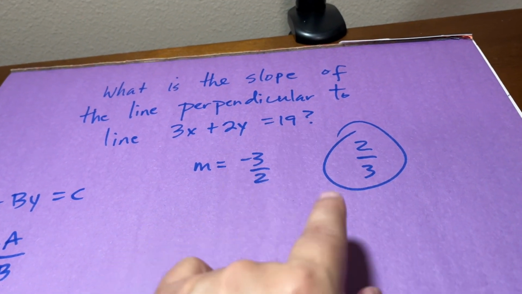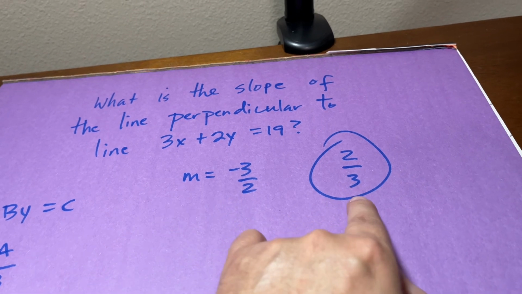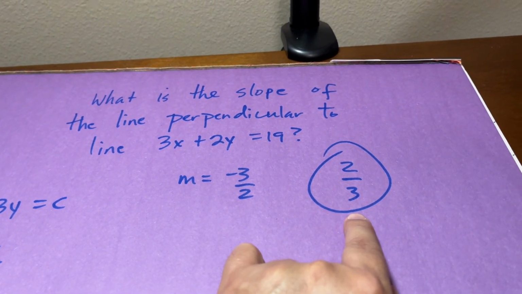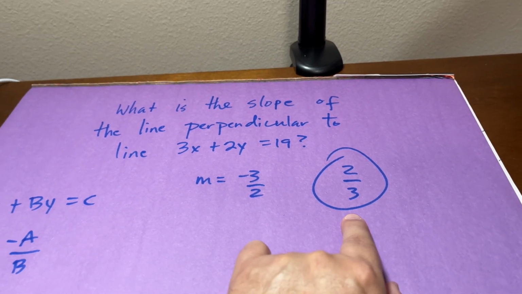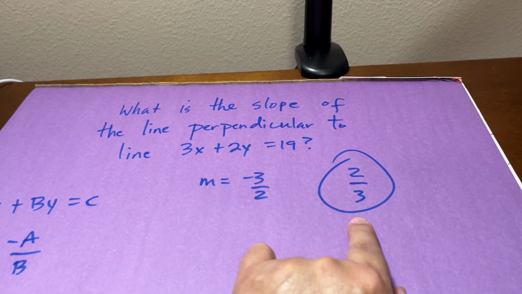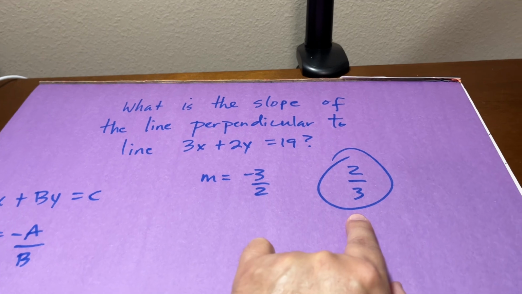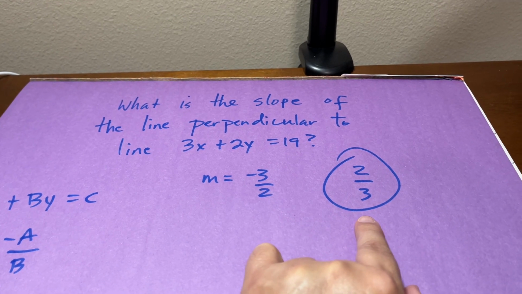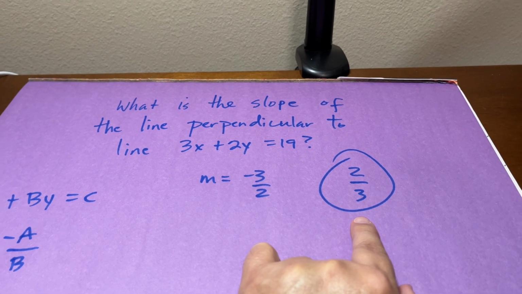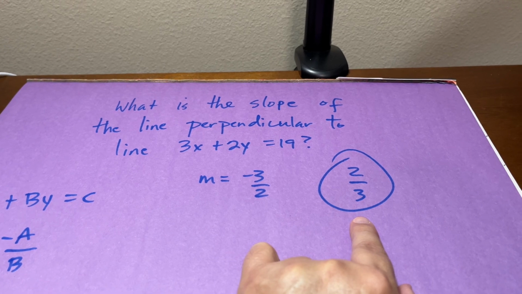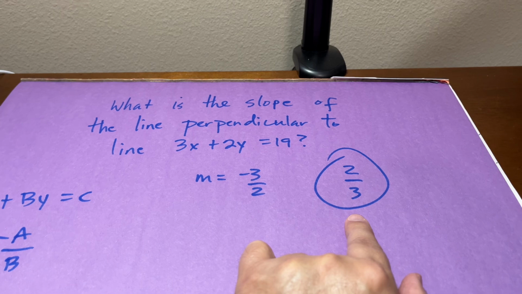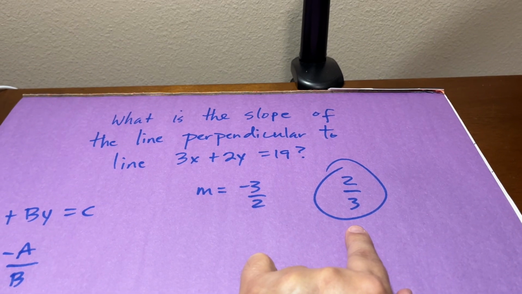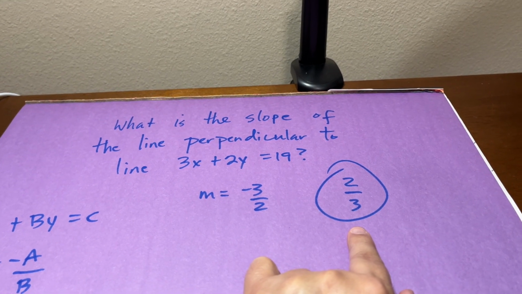Therefore, the line that's perpendicular to this has a negative reciprocal slope, or an opposite reciprocal slope. So the answer is 2/3. This is an ACT math test type of problem, but you see these kinds of problems in Algebra 2, you see them in college algebra, and maybe even perhaps Algebra 1 if you have a really sharp Algebra 1 teacher that's really testing your intellect.